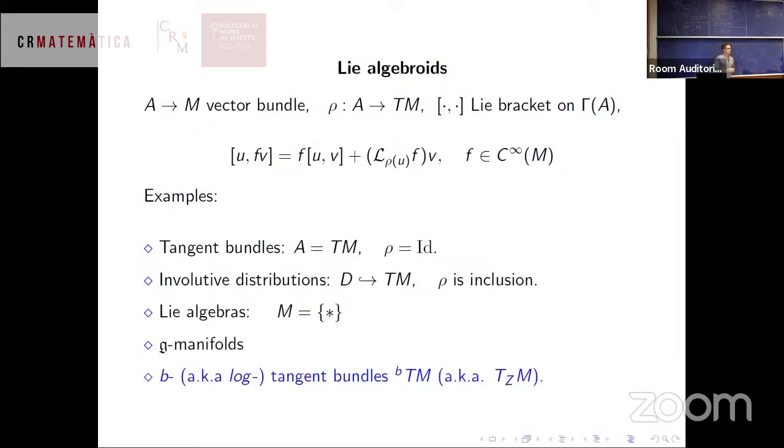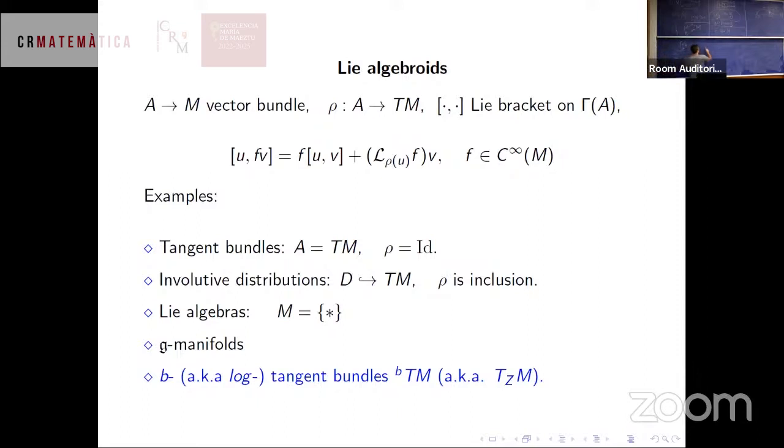And I think that the most popular Lie algebroid this week, which appeared, I think, in every single mini course so far with different names, is the b-tangent bundle, also known as the log tangent bundle with respect to some hypersurface, or possibly something even more complicated than that. Okay, so what is that? If you have a manifold and you have a nice codimension 1 smooth submanifold, I think Anna had something more complicated than that, but let's stick to this.